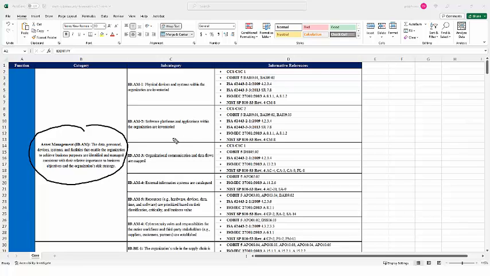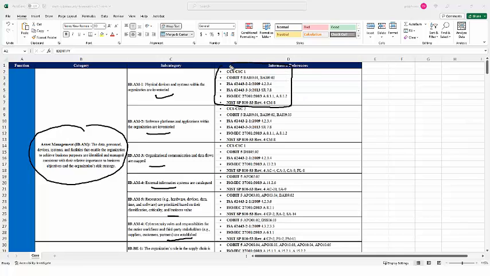It has some steps: physical devices and systems within the organization must be inventoried. Software platforms and applications within the organization are inventoried. Organizational communication and data flows should be mapped. External information systems are cataloged. Resources must be organized. Cybersecurity roles need to be defined. So everything talks about assets. Now we have a choice: based on my expertise I can implement, or if you want to take some references, they have given a dedicated reference for that.